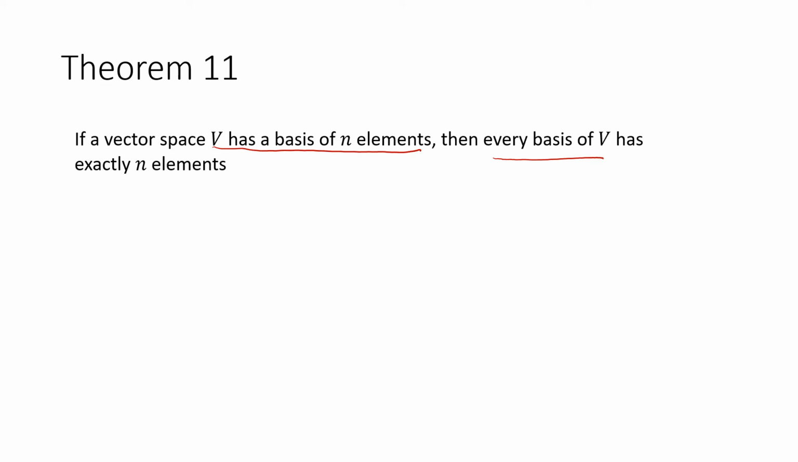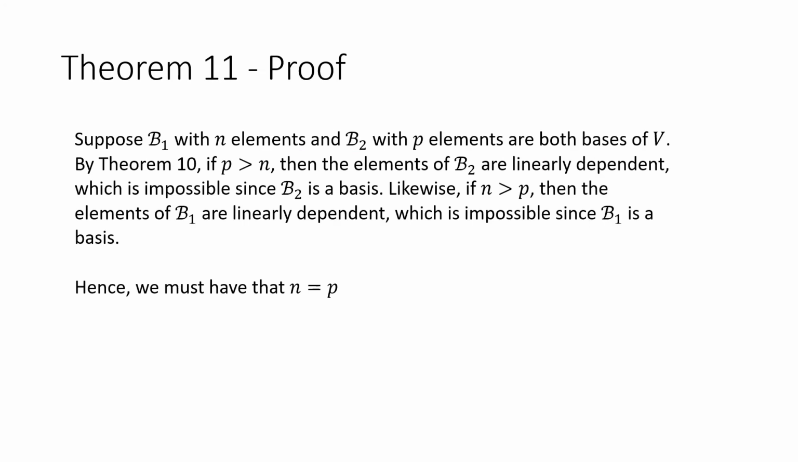No, a basis isn't unique. There are all kinds of them. What this says is that they are kind of unique in that they are all the exact same size. Now, this is an idea that we have seen before, but here's the proof of it. So suppose that you have a basis with n elements and a second basis with p elements, and they're both bases of this vector space.